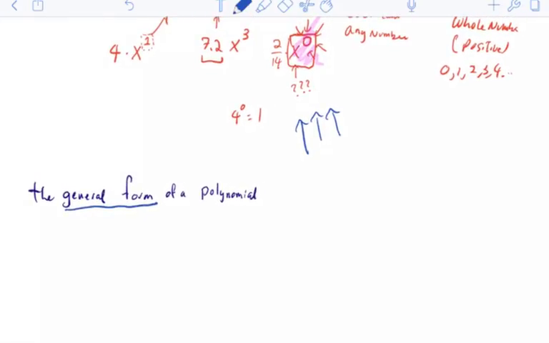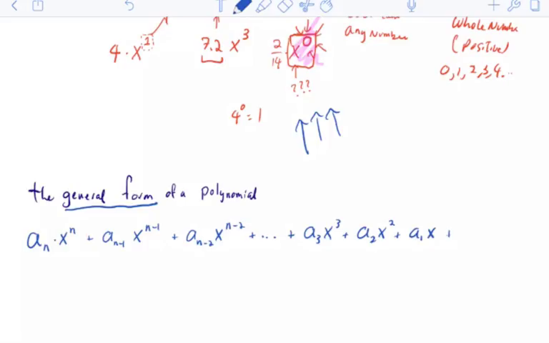The general form of the polynomial is often written like this: a_n x^n, plus a_(n-1) x^(n-1), plus a_(n-2) x^(n-2), plus dot dot dot, plus a_3 x^3, plus a_2 x^2, plus a_1 x, plus a_0. Okay? So we call this the general form, and all it is, is a template. It's a pattern.